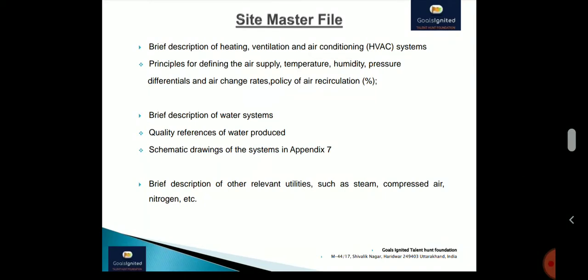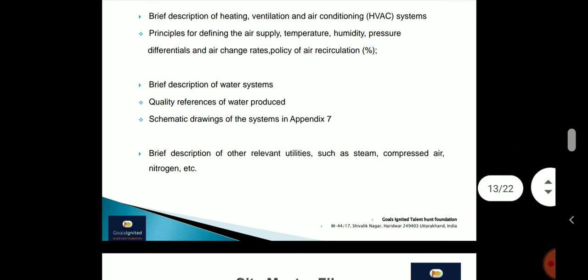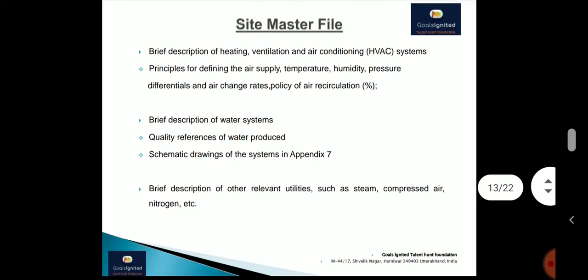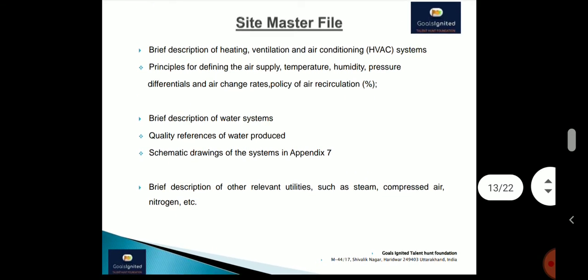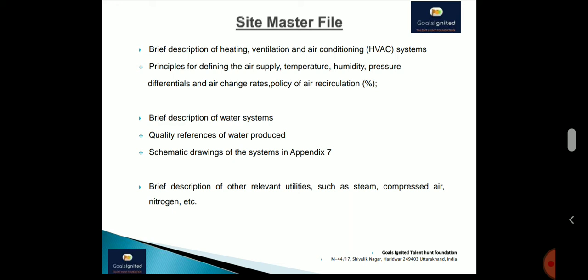Then we come to the description of the water system: which quality of water you are producing, what are the treatment steps, what are the controlling or monitoring steps of the water system, which have to be shown in the schematic diagram of the water system. And other relevant utilities like compressed air, nitrogen gas, and other utilities, how many DG sets, what power supply is sanctioned by the government, whether you run the plant in 2 shifts or 3 shifts, everything should be mentioned in the site master file.